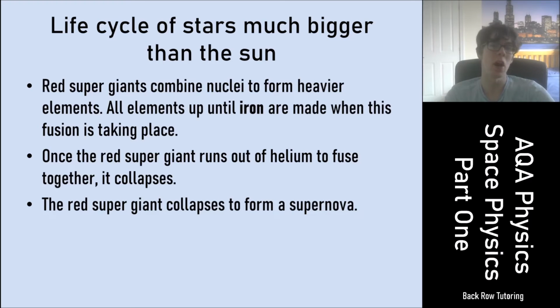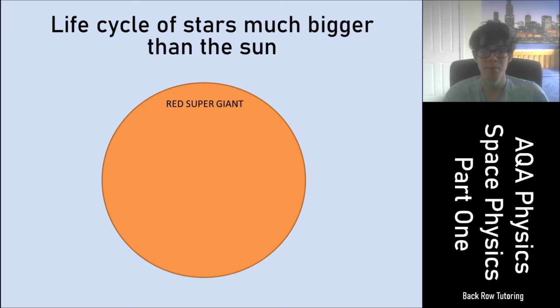Red supergiants combine nuclei to form heavier elements. All elements up until iron are made when this fusion has taken place. So just like its smaller counterpart, a red giant, red supergiants do fuse helium together, and then they'll fuse other elements together which are heavier than helium, all the way up until iron on the periodic table. Once the red supergiant runs out of helium to fuse together, it collapses. The red supergiant collapses to form a supernova.